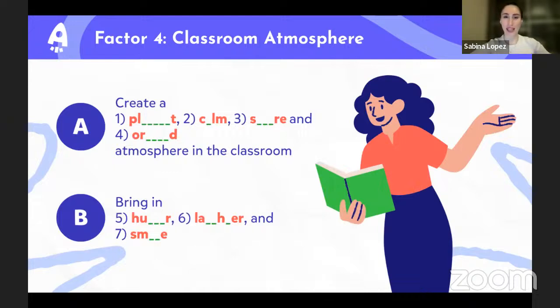Do we have any right guesses? Try to answer in one message. Oh, we have here. Gerald says, pleasant, calm, secure, organized, humor, laughter, and secure. That last one didn't land. Who else? Roxanne says, pleasant, calm, secure, ordered. Do you have it? All in one message. Is it Pamela? Pleasant, calm, secure, organized, humor, laughter, smile.